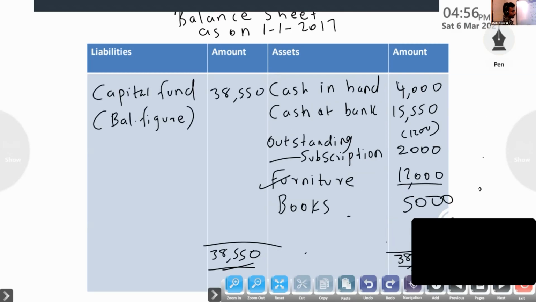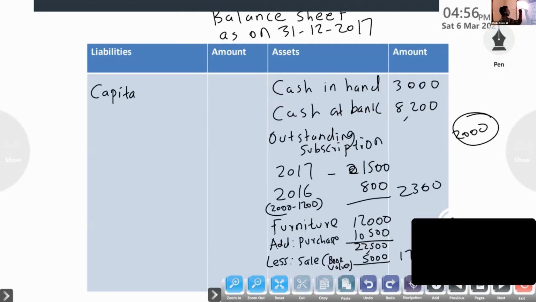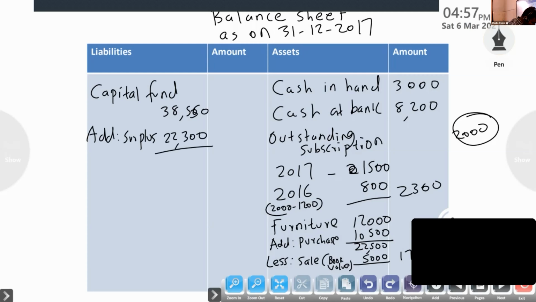Now capital fund. Here also the answer is surplus, 38,550. Add surplus. Already we calculated 22,300. So we get 38,550.